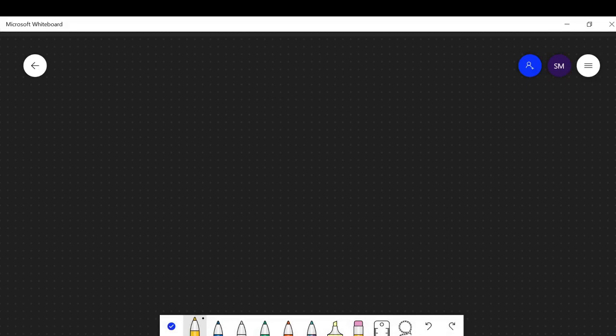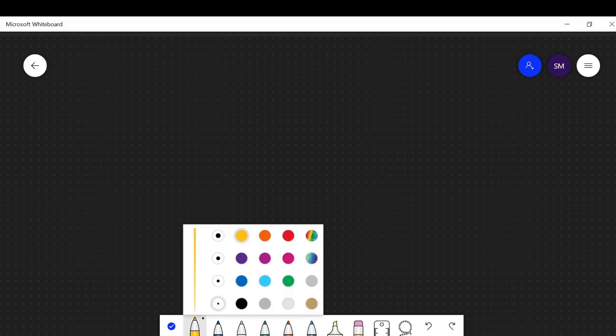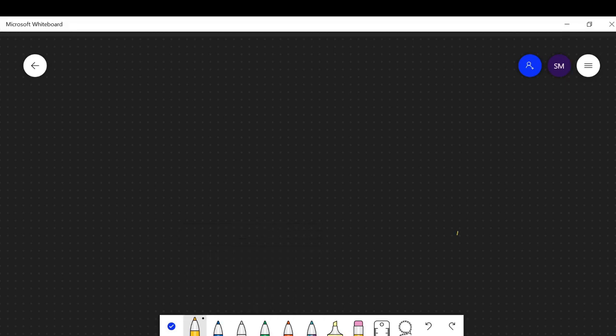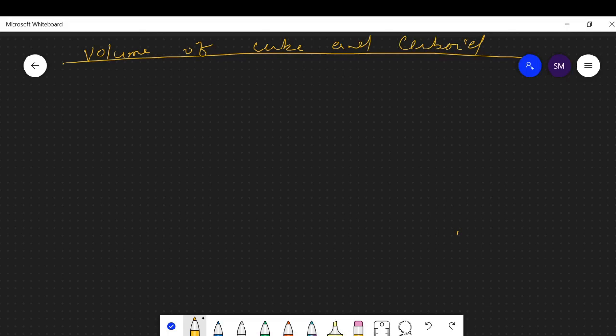Dear students, in my last sessions we discussed surface area and lateral surface area of cube and cuboid. Today we continue with volume of cube and cuboid. What is the volume of a cube or cuboid?